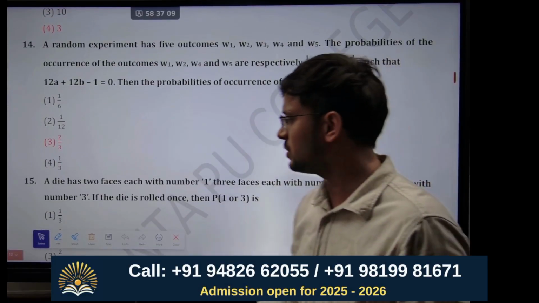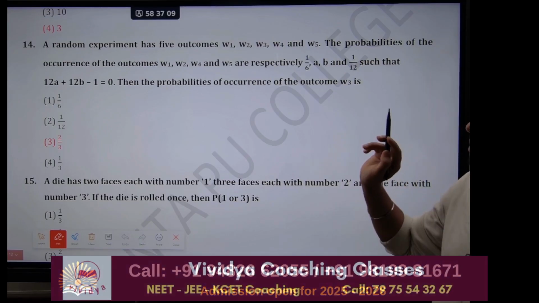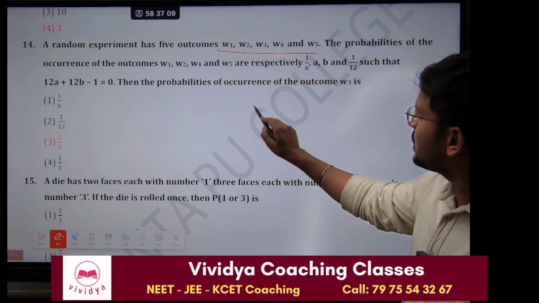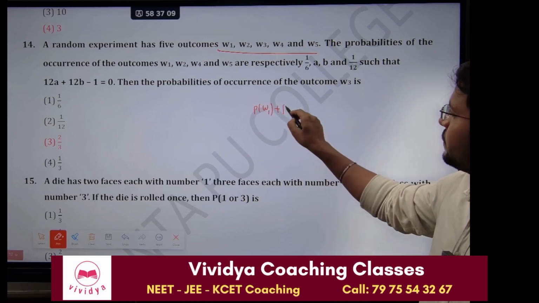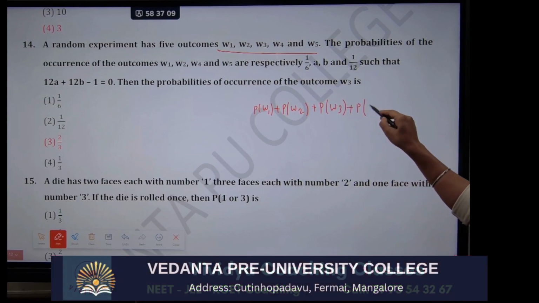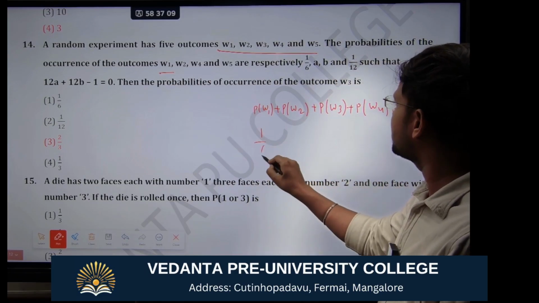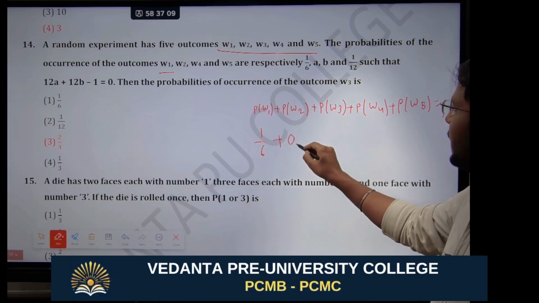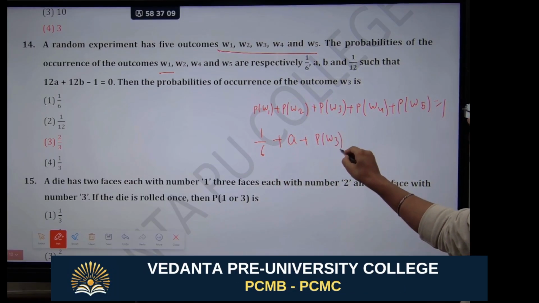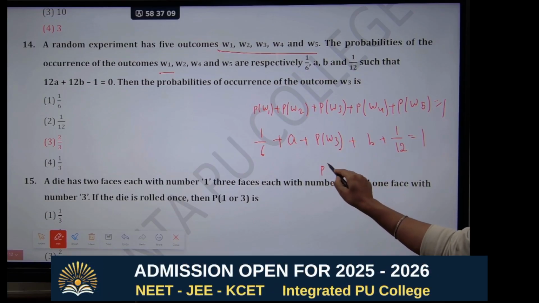Question number 14, you see. Question number 14 is again a very basic question. Here it is given there are 5 outcomes in a random experiment. So as we know that the sum of all outcomes, their probability sum, will be 1. And some values are given, means probability of W1 is given 1 by 6. Probability of getting W2 is given A. This is what we have to find. W3 is not given. This is given B and this is given 1 by 12 and that is equal to 1. So what is the probability of W3 to occur?